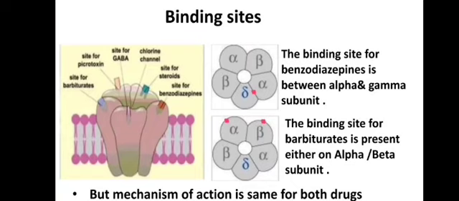This causes depression of the CNS, and it will manifest as sedation, hypnosis, etc. This is the same basis for action of barbiturates and benzodiazepines for treatment of seizures. Whereas the site for binding of barbiturate is present either on alpha or beta subunit.